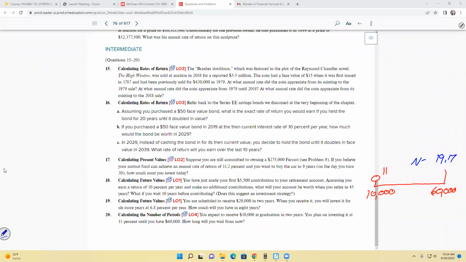But it says you're not gonna get it till you graduate in 2 years, and they want to know how long you have to wait from right now. So you gotta wait 2 years to graduate to get the money, then you invest for another 17. Everybody good? Any questions on it?